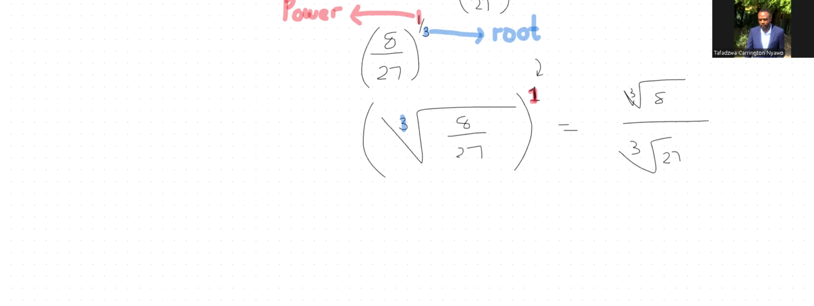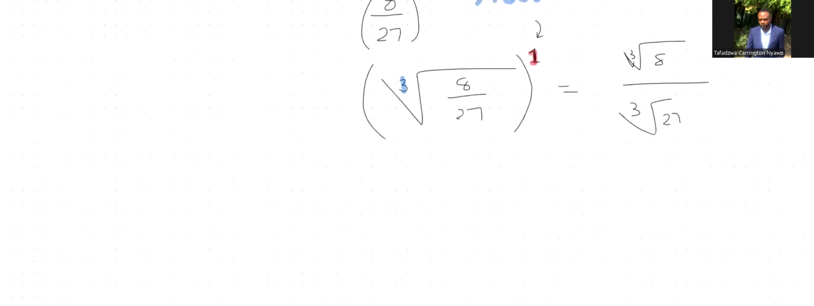What is the cube root of 8? It's 2. And what is the cube root of 27? The cube root of 27 is 3. So I'm done, and I get myself maybe 2 marks or 3 marks.